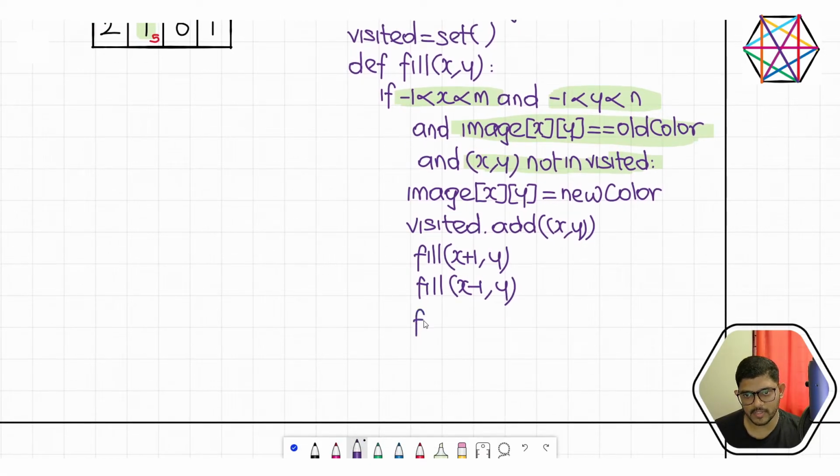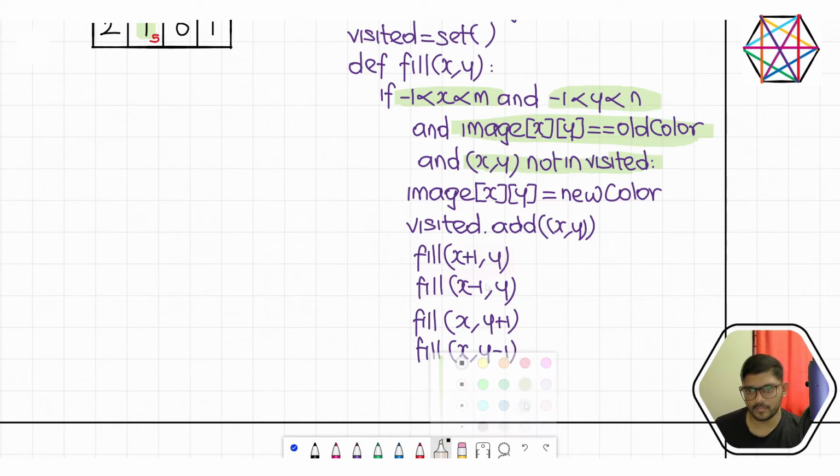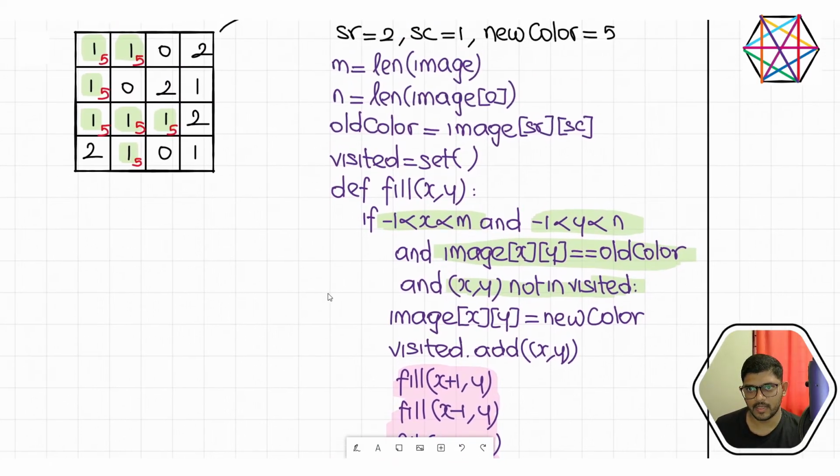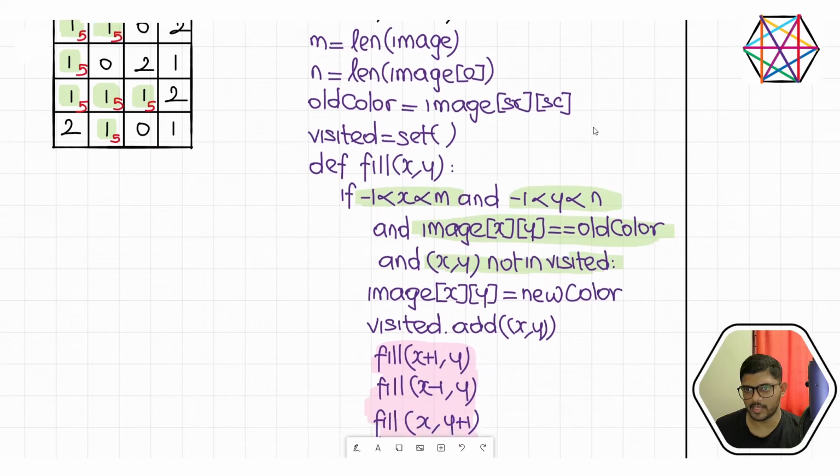What will be the cell which is right on top of the given cell? x comma y plus 1. And what is the cell which is right below the given cell? x comma y minus 1. So here what are we doing? We are exploring all the four adjacent cells. And finally, of course, we will have to actually call this function outside of its definition. We have to call it once: fill of sr comma sc, because sr comma sc is the actual coordinates given in the problem.